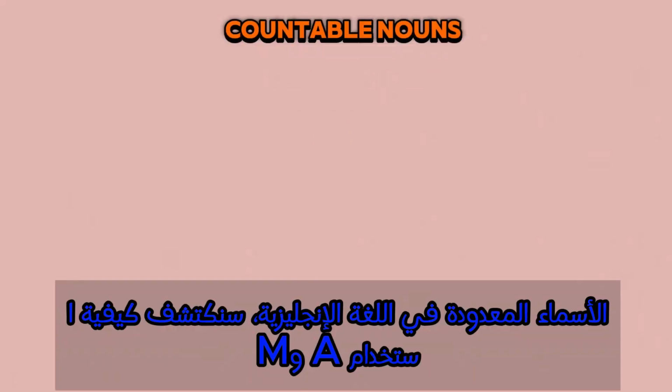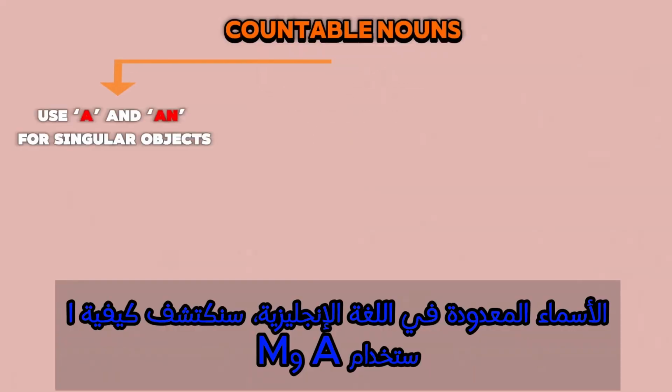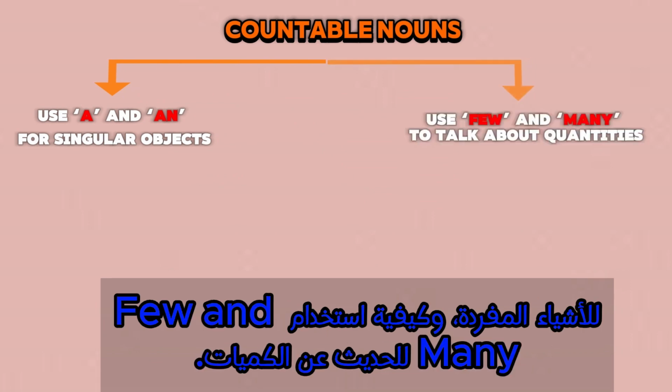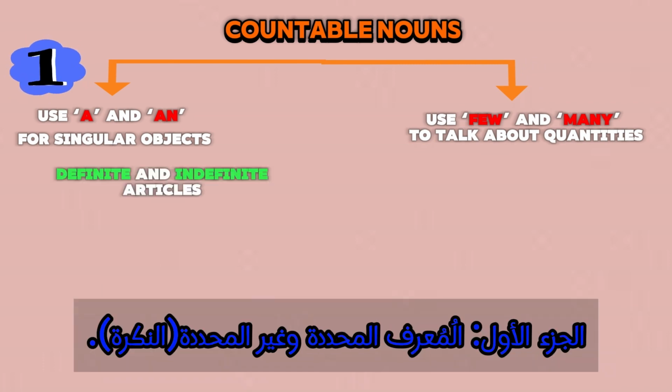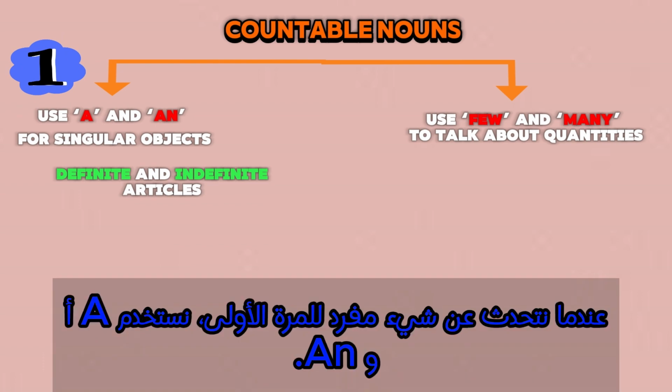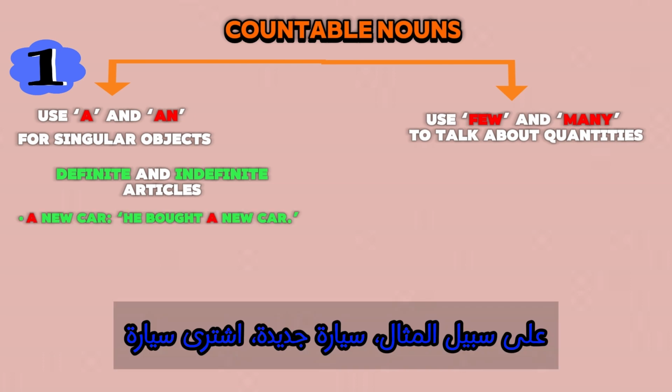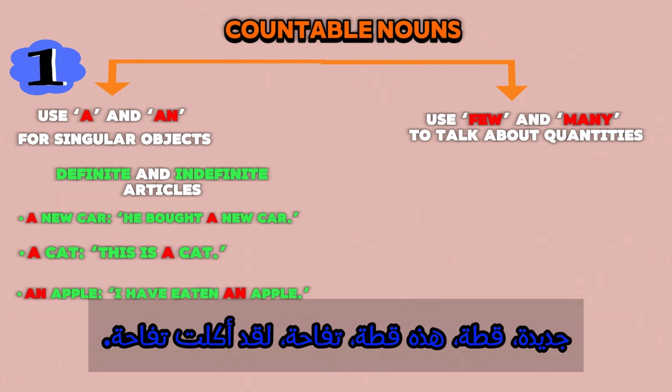Countable nouns in English. We will discover how to use a and an for singular objects and how to use few and many to talk about quantities. Let's get started. Part 1. Definite and indefinite articles. When we talk about a singular thing for the first time, we use a or an. For example, a new car. He bought a new car. A cat. This is a cat. An apple. I have eaten an apple.